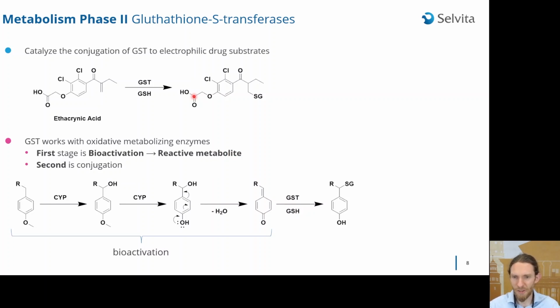Glutathione-transferases work on par with oxidative metabolizing enzymes. So this is a classical order: phase 1 metabolizing enzymes catalyze, activating the molecule, this happening first, and this is followed by phase 2 drug metabolizing enzymes, in this case conjugation with glutathione. Through the action of cytochromes, this molecule will get activated into a reactive metabolite, which can conjugate with the glutathione through the action of GST.